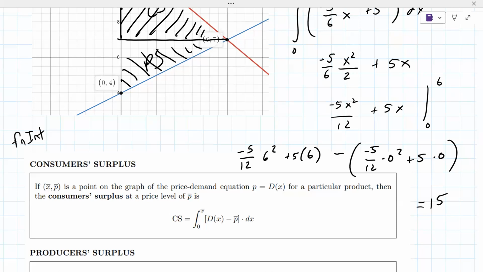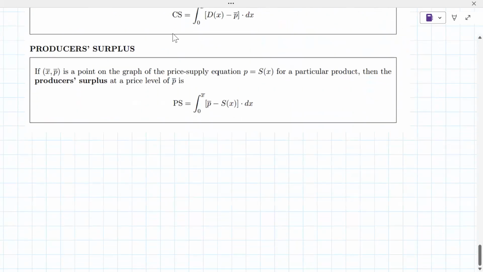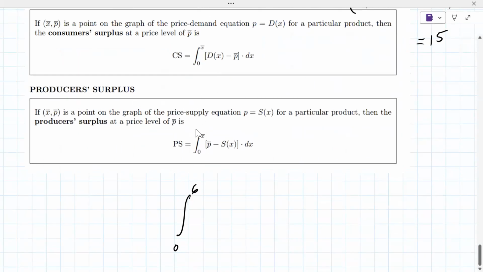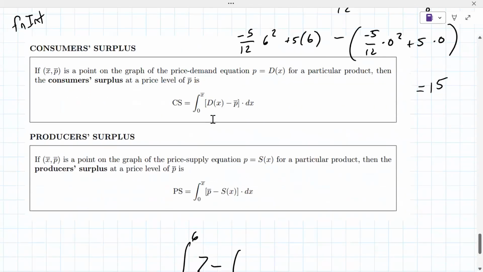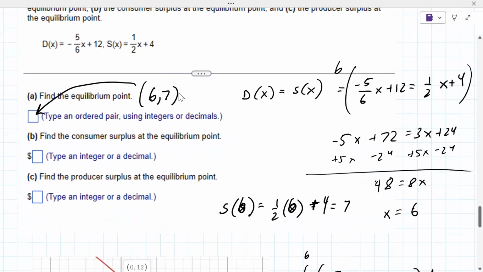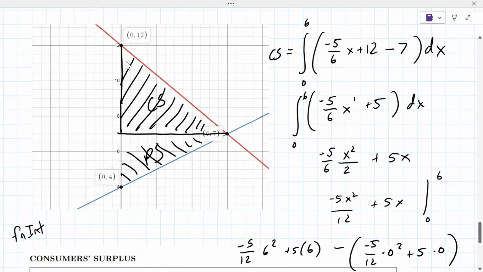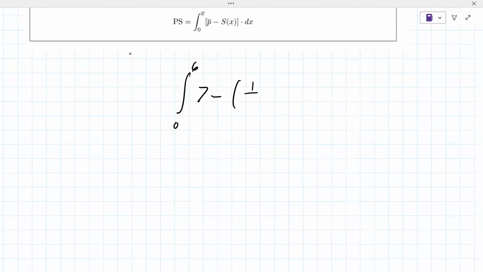Producer surplus is the one on the bottom here. Let me know when I can move to that. You can move on, yeah. Right, so it's the integral again from 0 to 6. Notice the bounds are the same in both of these. They're always the same. This time it's 7 minus, instead of the other way, your other function, which was 1/2 x plus 4. And be sure that you subtract the whole thing.